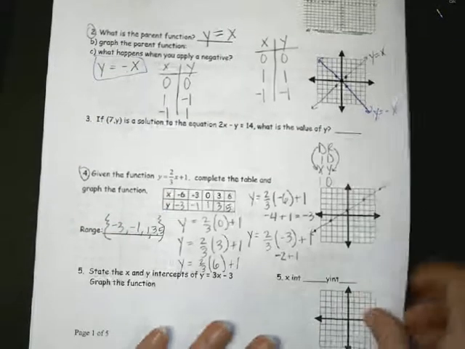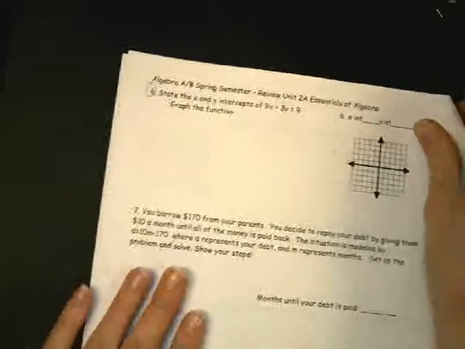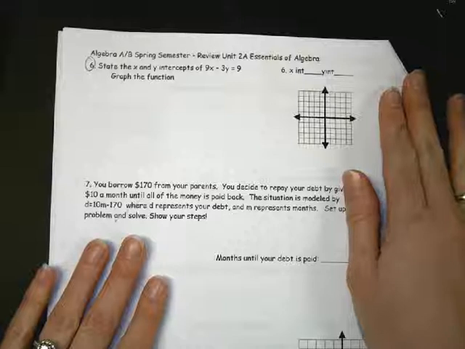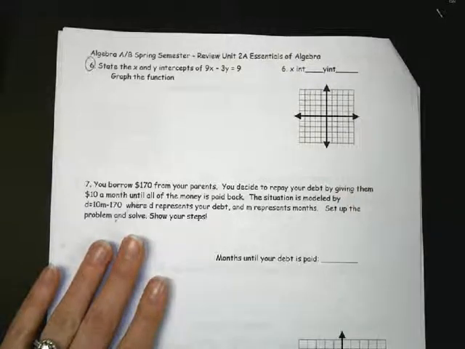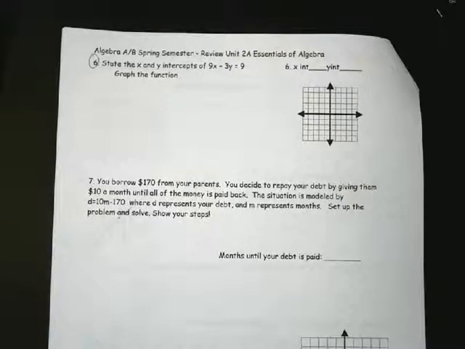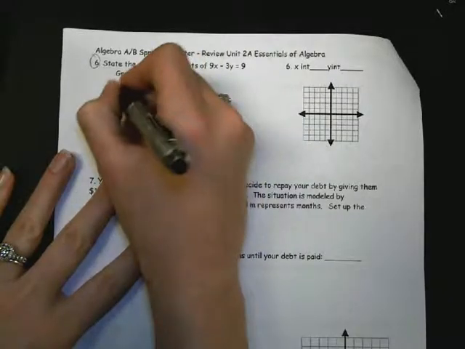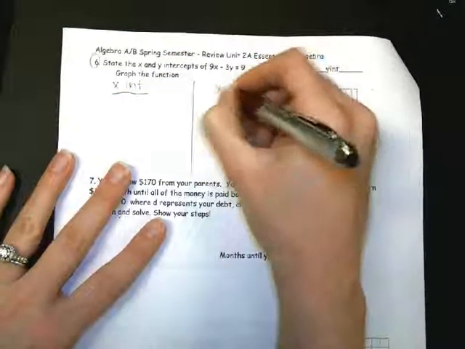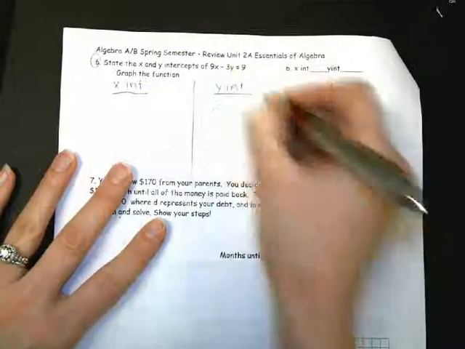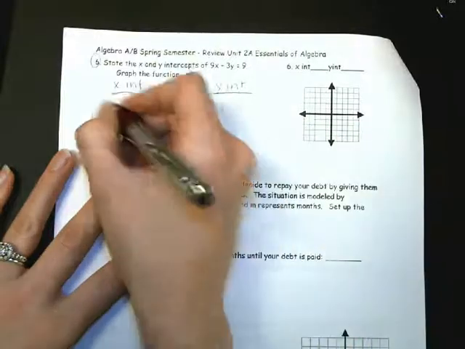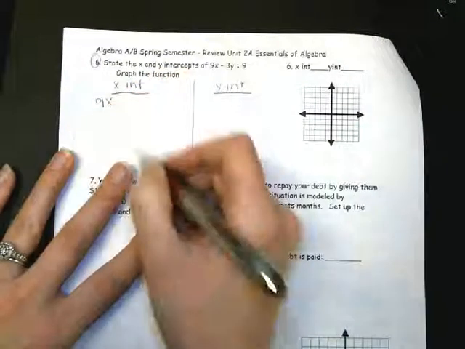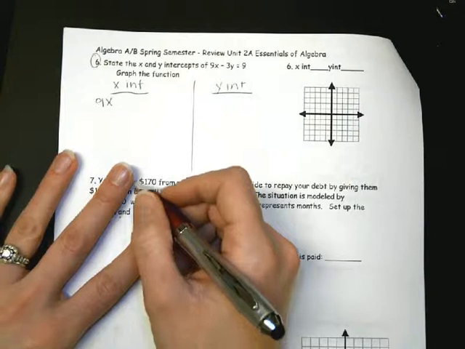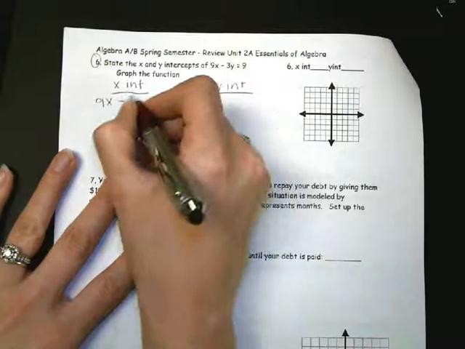Continuing on to page 2. Number 6, we're still graphing, but this time it wants us to use the x and y intercepts of this function in order to graph. So if you remember, when you're looking for the x-intercept, you plug in 0 for y, and when you're looking for the y-intercept, you plug in 0 for the x. So I'm going to start with my x-intercept, which means I want the x to stay in the equation. And then instead of the y, I plug in a 0.